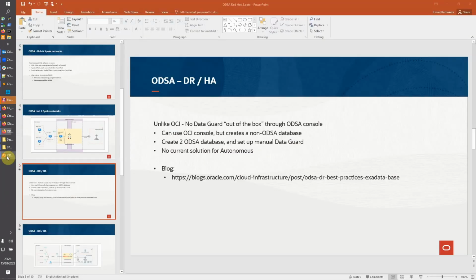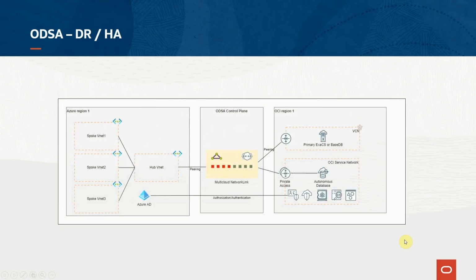So when we go back here, let's have a look at some of these patterns a little bit closer. Let's start with just one region definition. In this case we have a nice hub and spoke network on the Azure side, but it doesn't really matter what we have on the Azure side in this example. We connect through ODSA to either an Exadata or a base database in a VCN, or an autonomous database which exists in the normal way that autonomous databases do in OCI.